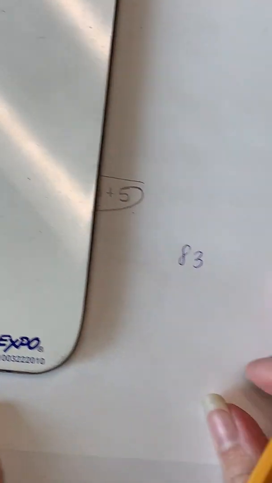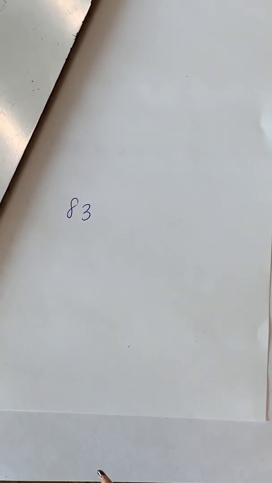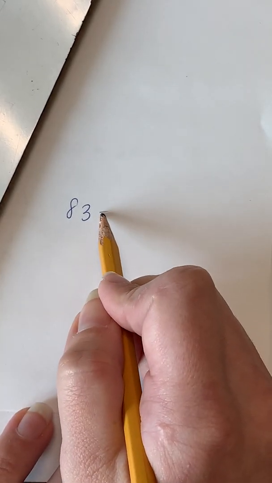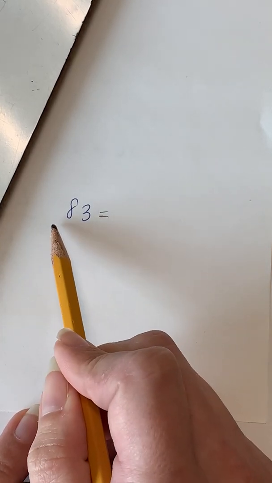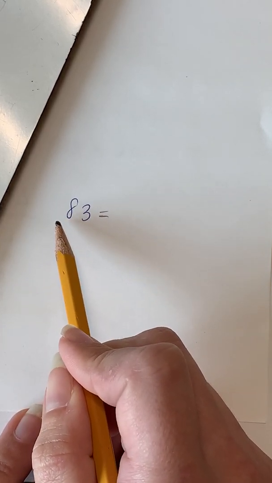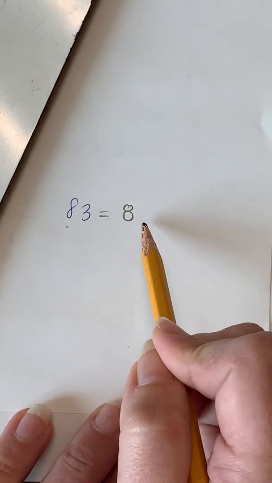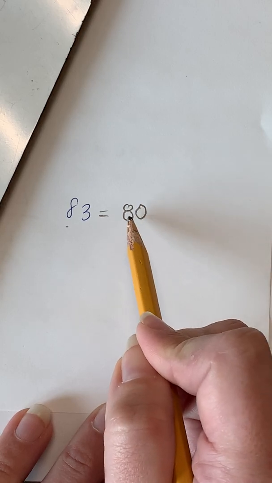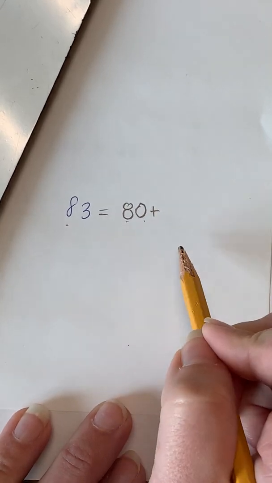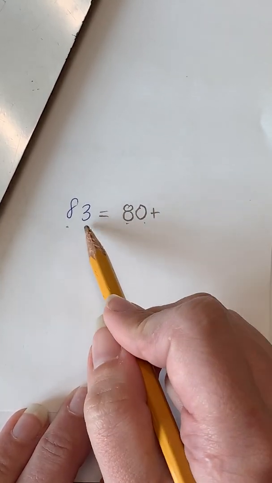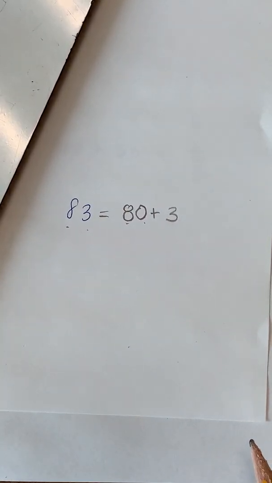One more. 83. 83 equals how many hundreds? None. How many tens? 8. Fill in your 0. 80 tens. And how many ones? 3. 80 plus 3 is 83.